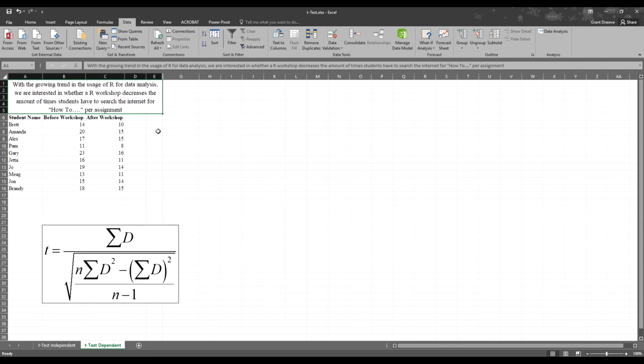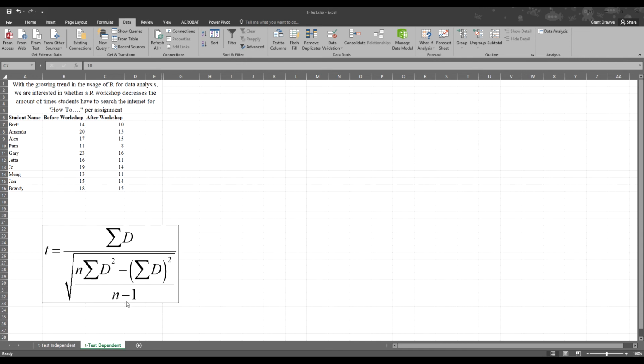So to do that, again, we can see here we have, if we do a count, 10 different people. We have their before, how many times they searched, and then we also have their after. So it's paired, time 1, time 2. For this example, we're still going to use an alpha of 0.05. Remember, for degrees of freedom, when it comes to a paired sample t-test, it's still in the denominator of the formula. It's n minus 1, so 10 minus 1 is 9. So we have 9 degrees of freedom.